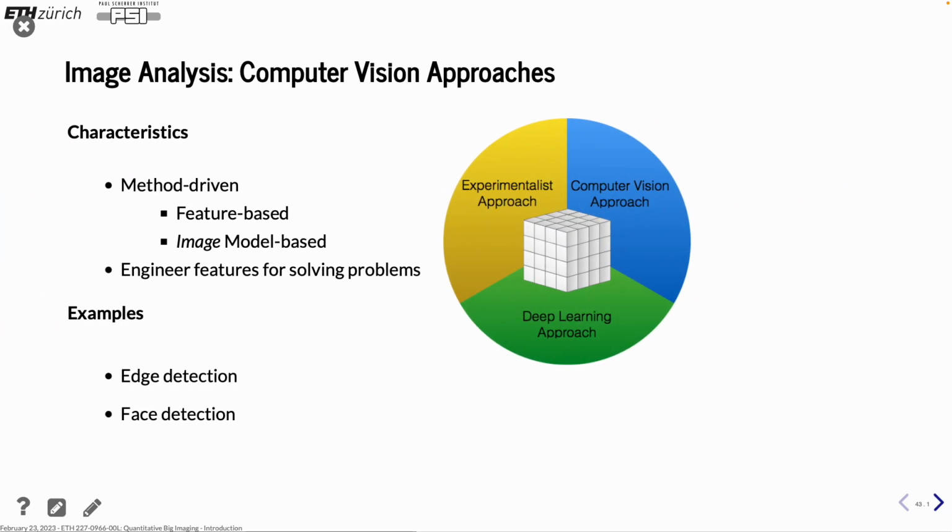Then we have computer vision, which is method-driven. You look at different algorithms and how they work. You are feature-based, and you look at the image as some kind of intensity model. Sometimes you engineer features for solving your problems, for example edge information, so you look at edge detection. That could lead on to face detection, where you identify which face it is.